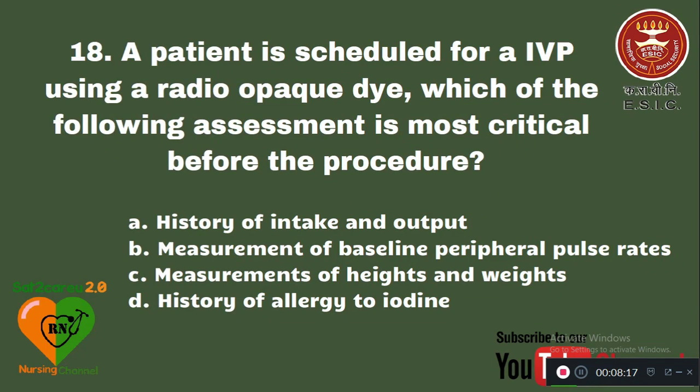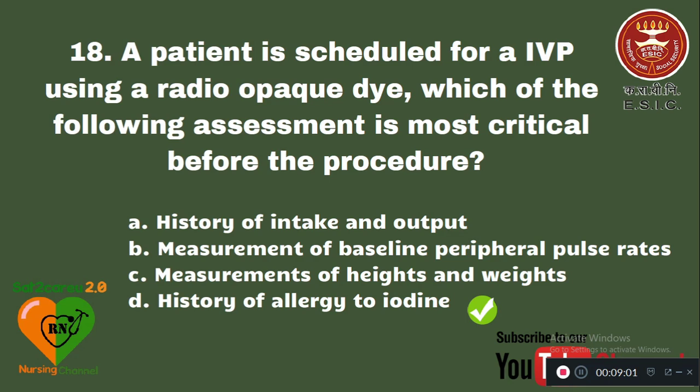Question number 18. A patient is scheduled for intravenous puncture using a radiopaque dye. Which of the following assessments is most critical before the procedure? Option A, history of intake and output. B, measurement of baseline peripheral pulse rates. C, measurements of heights and weights. Option D, history of allergy to iodine. The right answer is option D, history of allergy to iodine must be obtained before injecting a radiopaque dye in a patient.